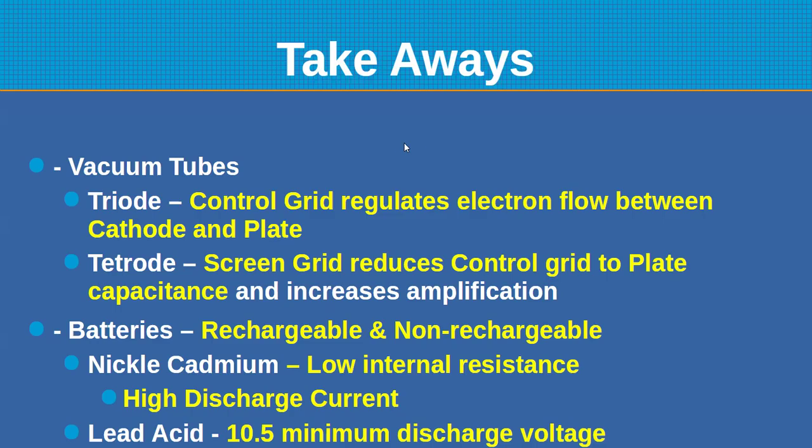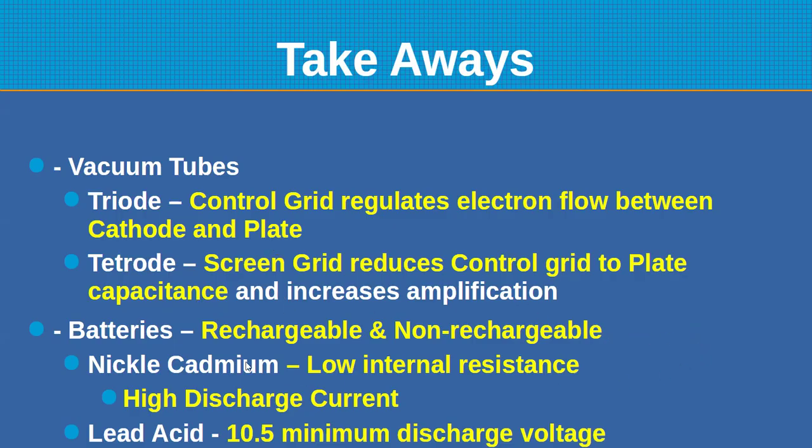In vacuum tubes, the control grid is what we call the regulating element, and it regulates the electron flow between the cathode and the plate. And in the case of a tetrode, because we've added a fourth element, we call it the screen grid, it is there to reduce the control grid to plate capacitance.